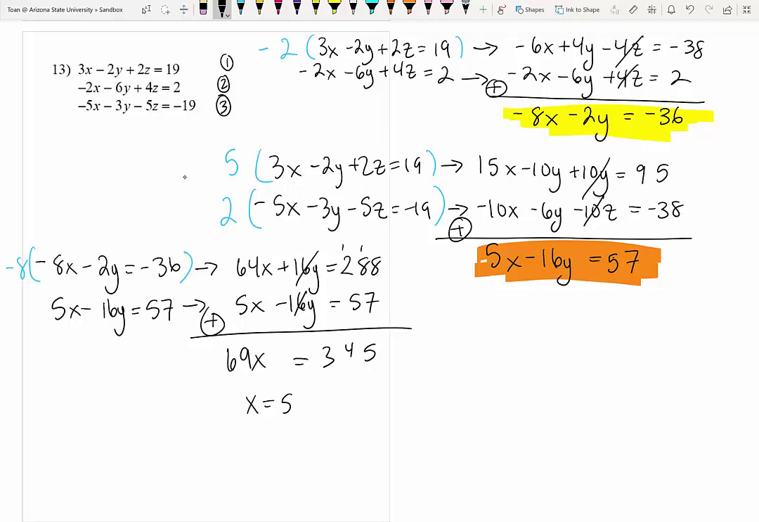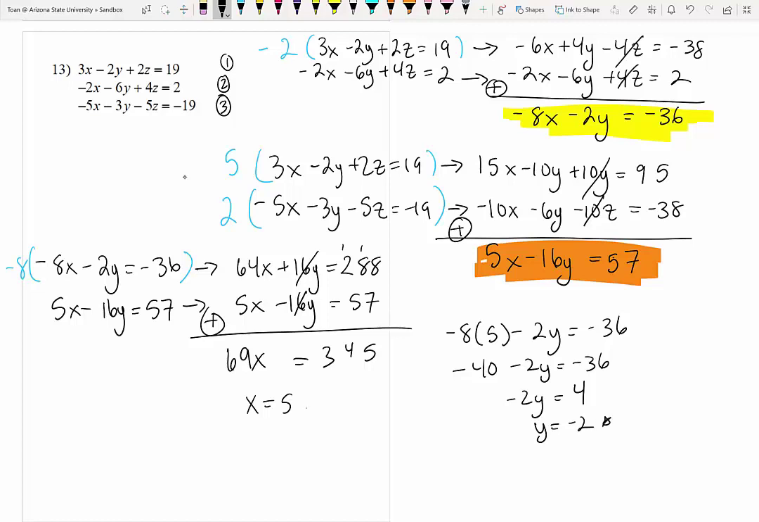Then you take that result and substitute it into any of the two variable equations, the yellow or the orange. It looks like the yellow has slightly smaller numbers, so I'll plug into the yellow equation. So negative 8 times 5 minus 2y equals negative 36. Do some math. Negative 40 minus 2y equals negative 36. Add the 40 over. And then divide out the negative 2. So y equals negative 2.